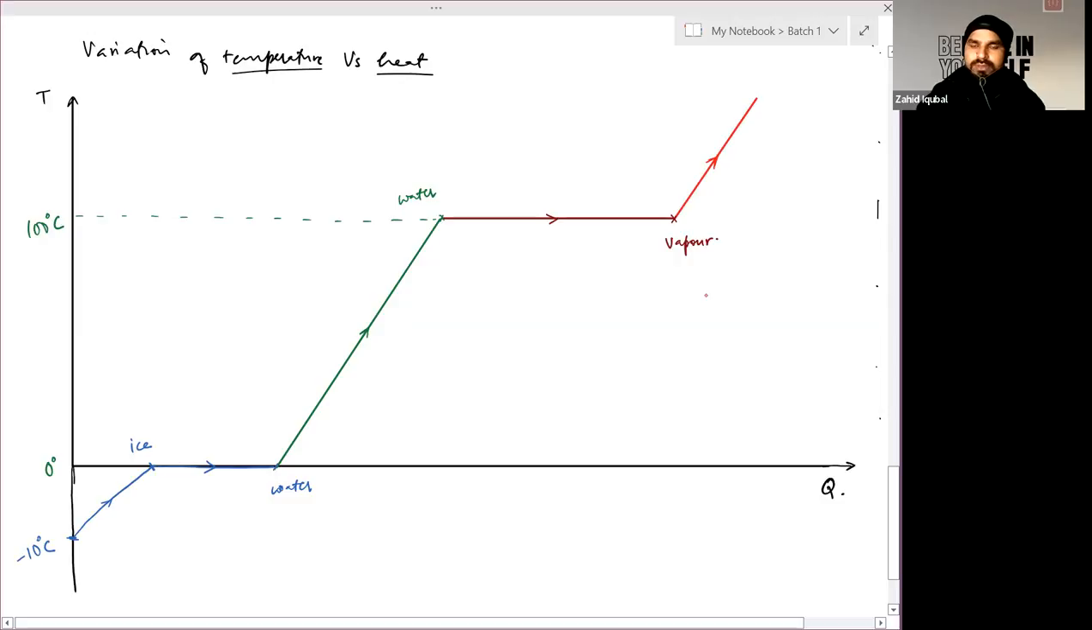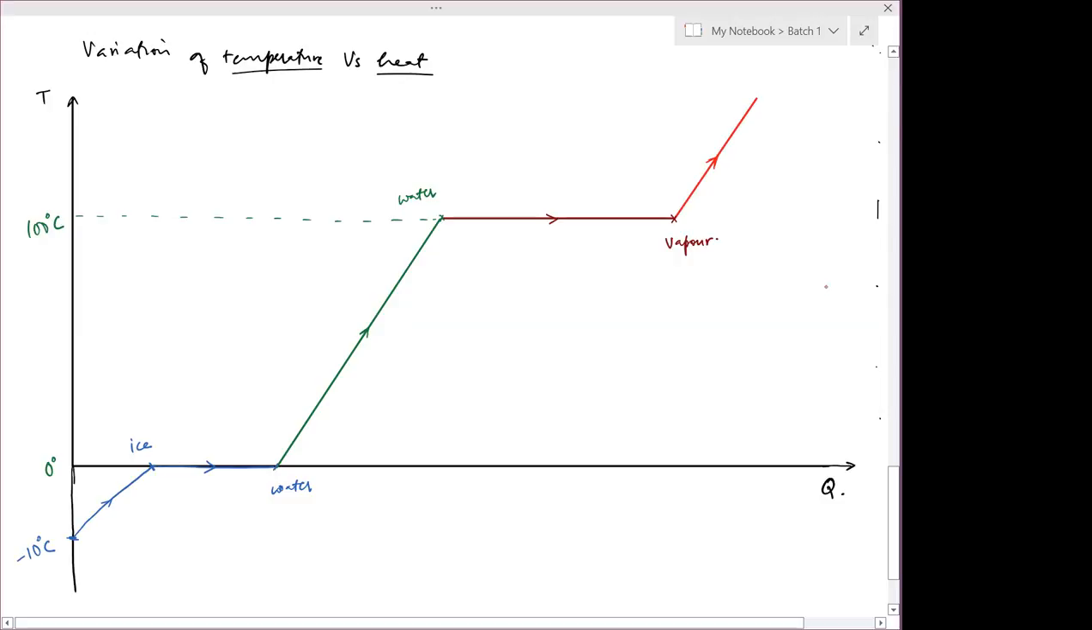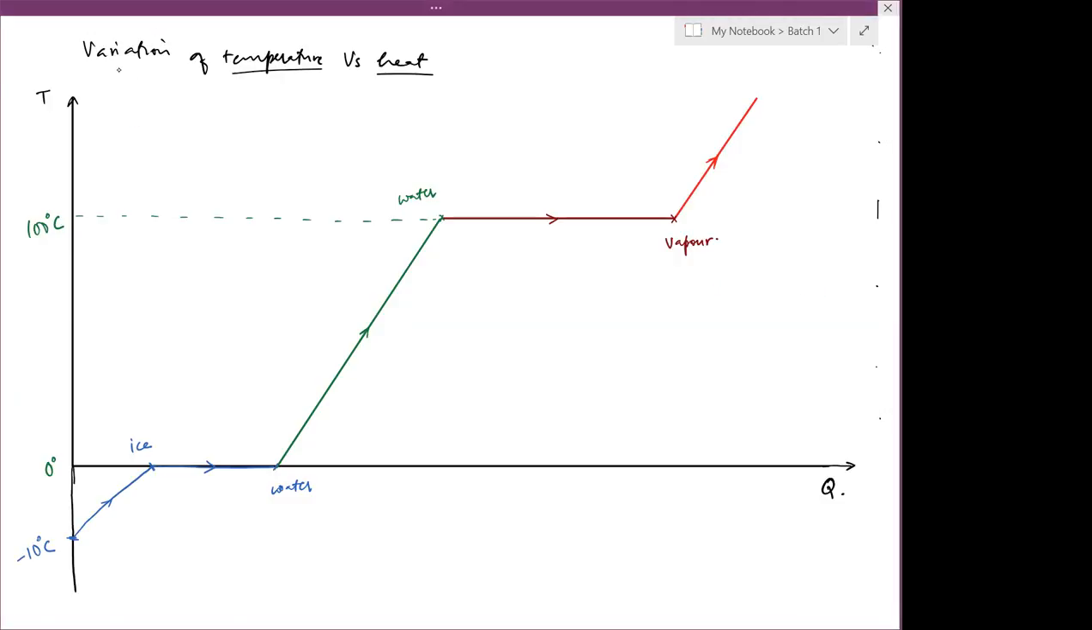Hamza? Any doubt related to this graph? Sir, can you explain the second one again, the part from changing from ice to water?